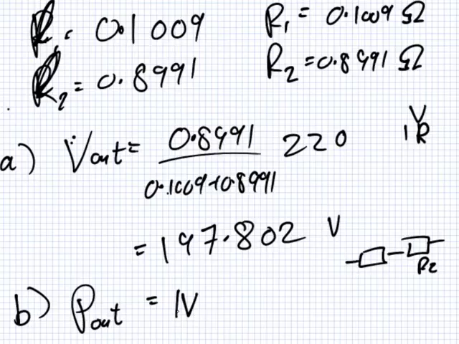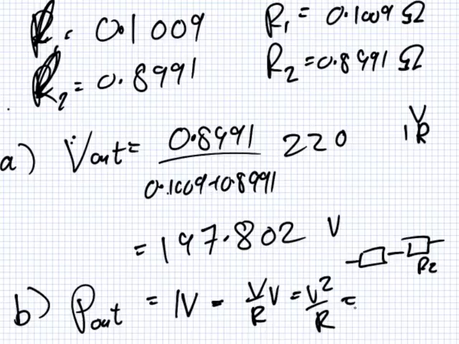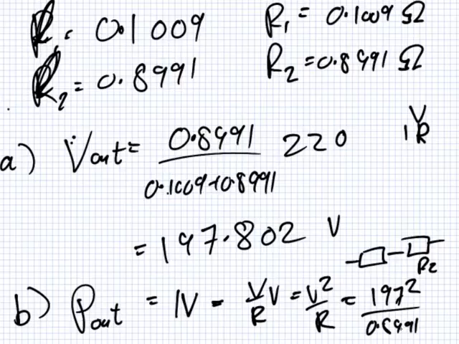Wait, do we know the I? No, but we know the V, so we don't know the I. So we should replace the I with V over R. So that's V squared over R. And the R2 we know, it's right here. The V we know, sorry, and the R we know. So it'll be 197 squared roughly over 0.8991.